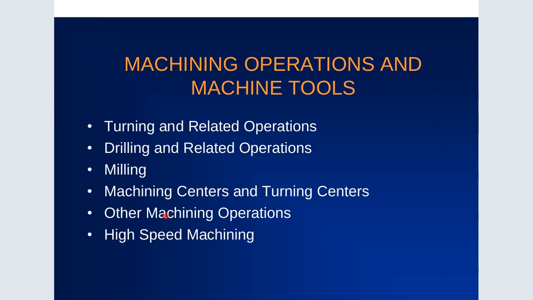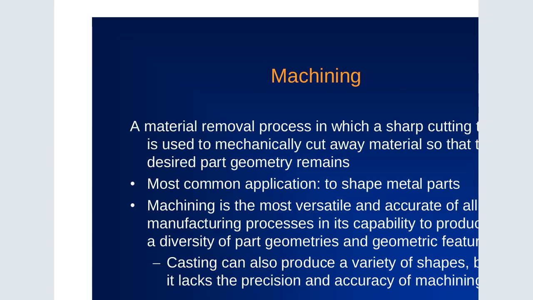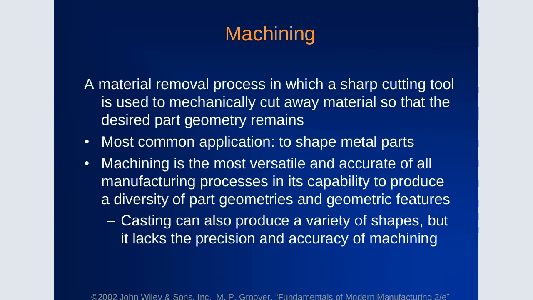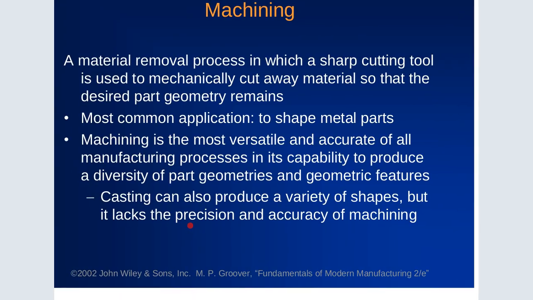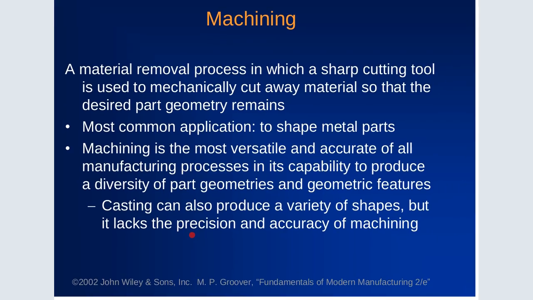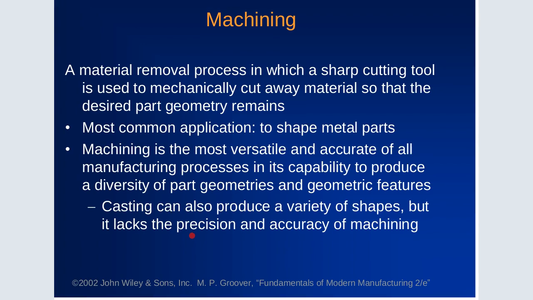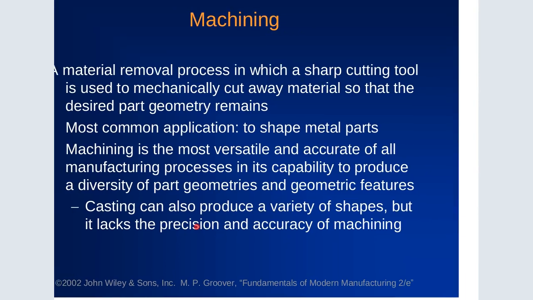It is more of a summary of what we have been talking about, the machine operation and machine tools. Now we have the turning and related operation, drilling and related operation, milling, machine centers and turning centers, other machinery operations, and high-speed machining. Machining is a material removal process in which a sharp cutting tool is used to mechanically cut away material so that the desired part geometry remains. The most common application is to shape metal parts.